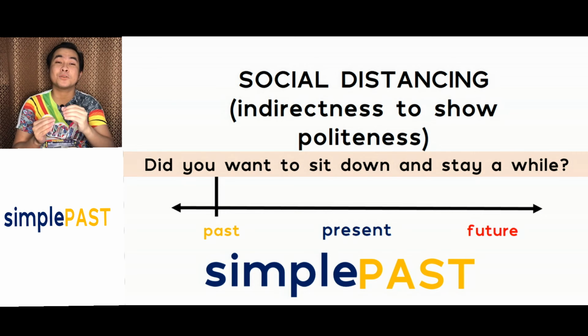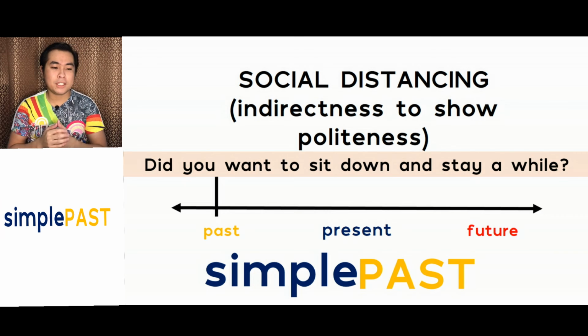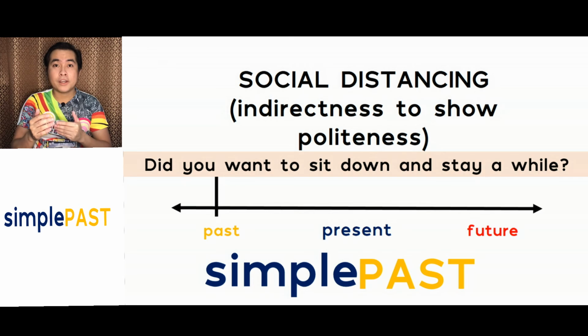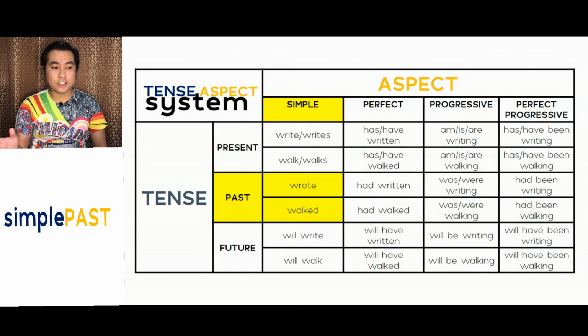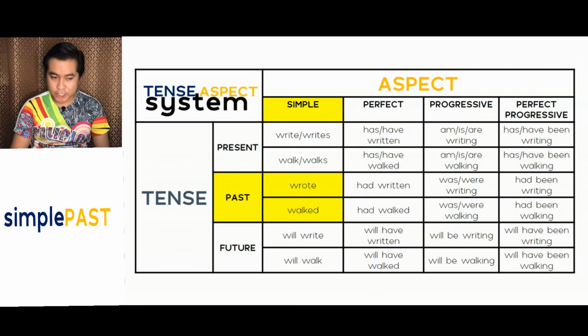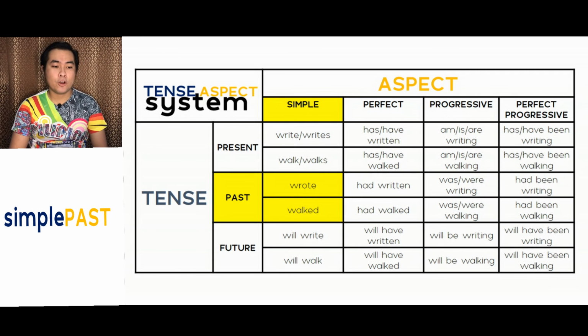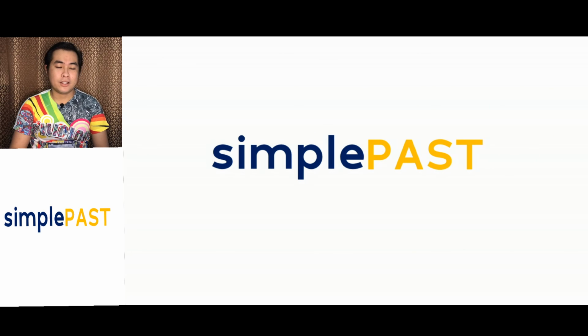So that's the social distancing, meaning distancing in terms of being polite and not being too direct. So that's again your simple past. And remember that the simple past also considers structures, inflections, and of course the time element of the past.